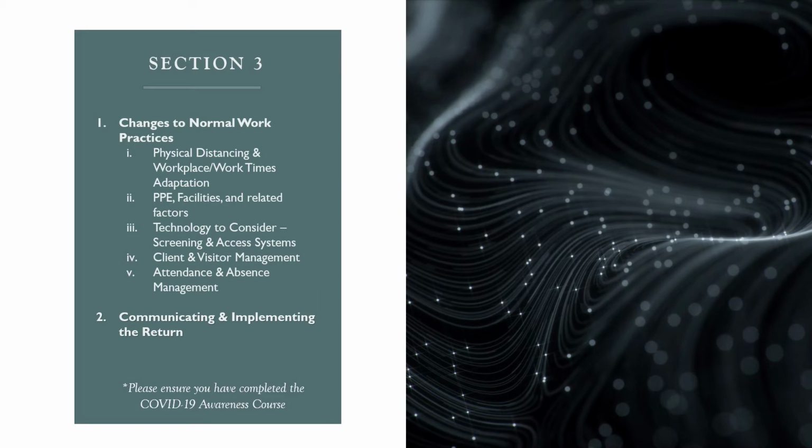In Section 3, we will discuss two of the following items: changes to normal workplace practices, which includes: 1. Physical distancing and workplace or work time adaptation. Number 2. PPE, facilities and related factors. Number 3. Technology to consider such as screening and access systems. Number 4. Client and visitor management. And lastly, attendance and absence management. The second item is communicating and implementing the return.